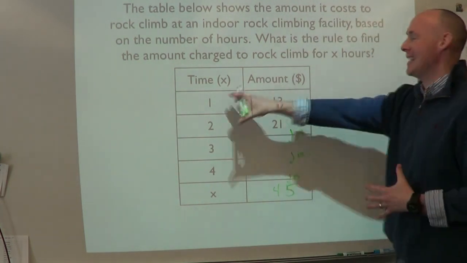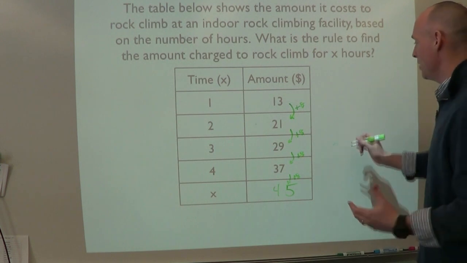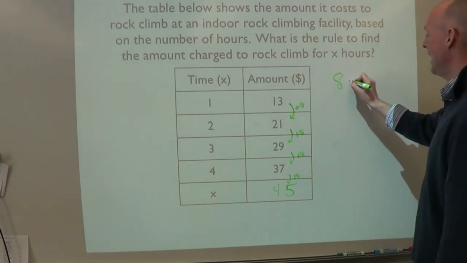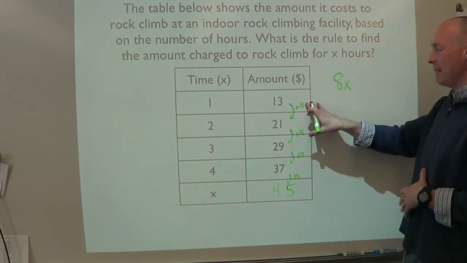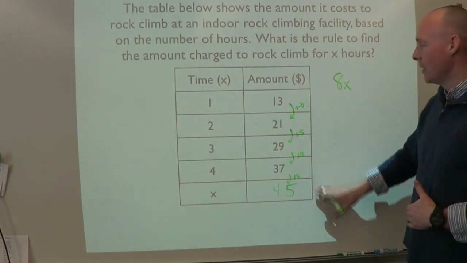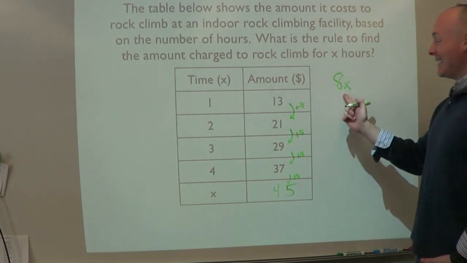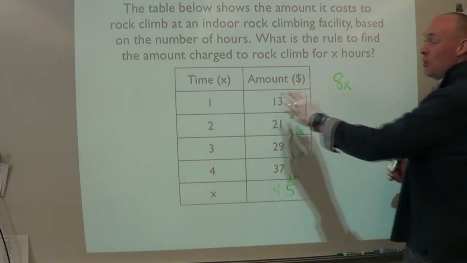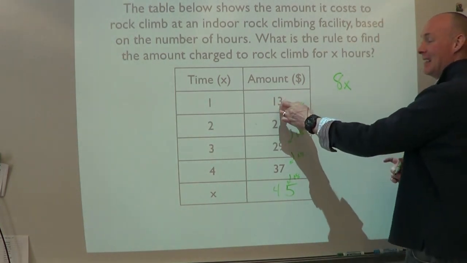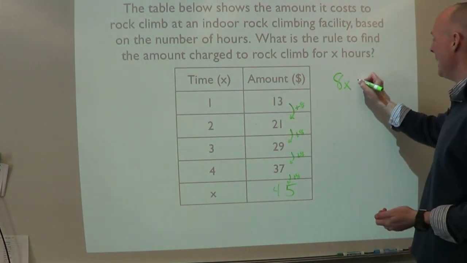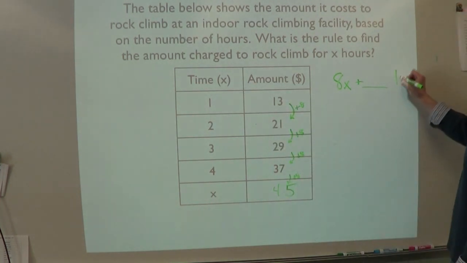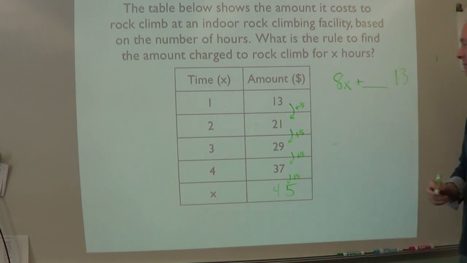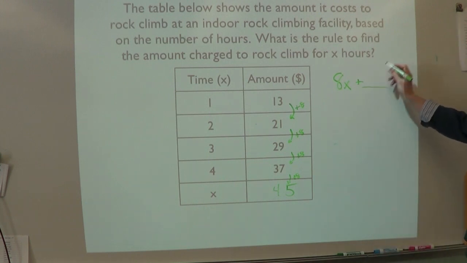So, let's see. We know that the time is going to be times 8. So we know it's going to be 8x, right? Because the time to get to 13 is going to be times 8, because that's going up 8. But that's not going to be enough, because if we just do 1 times 8, it's going to get 8. So it has to be 8x plus something to get 13. So in this case, we'll put a question mark. We don't know.